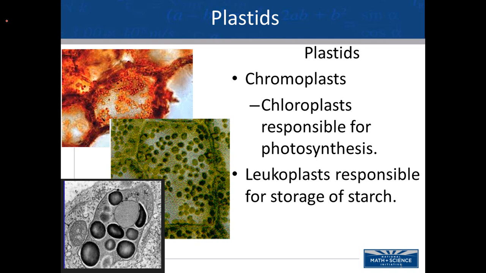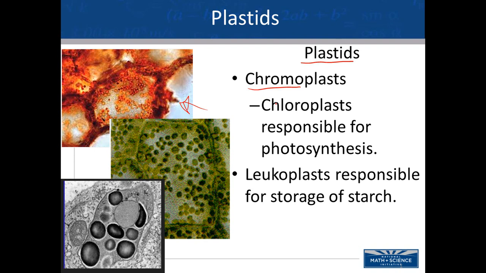Now we want to examine the structure of plastids. Plastids are found in plant cells and some smaller protist cells. There are two basic types of plastids. You have your chromoplast, and chromo means color, so these plastids contain some sort of pigment. This chromoplast right here contains anthocyanin, which causes the plant tissue to appear red.